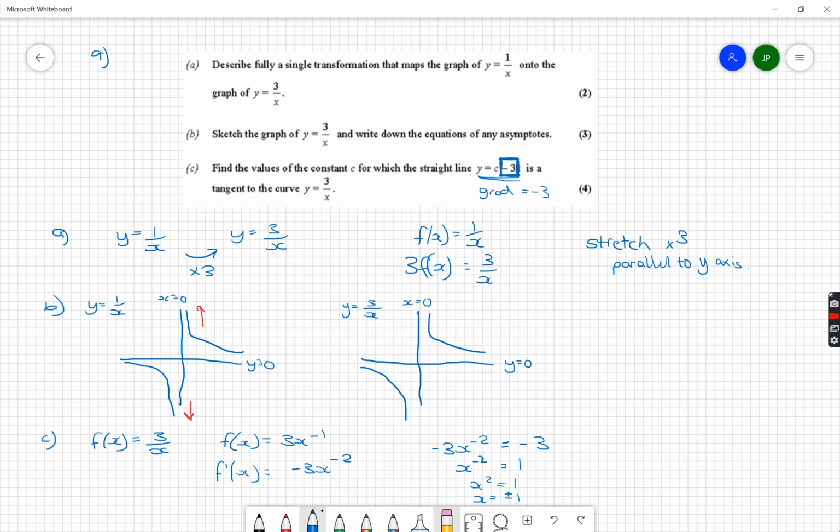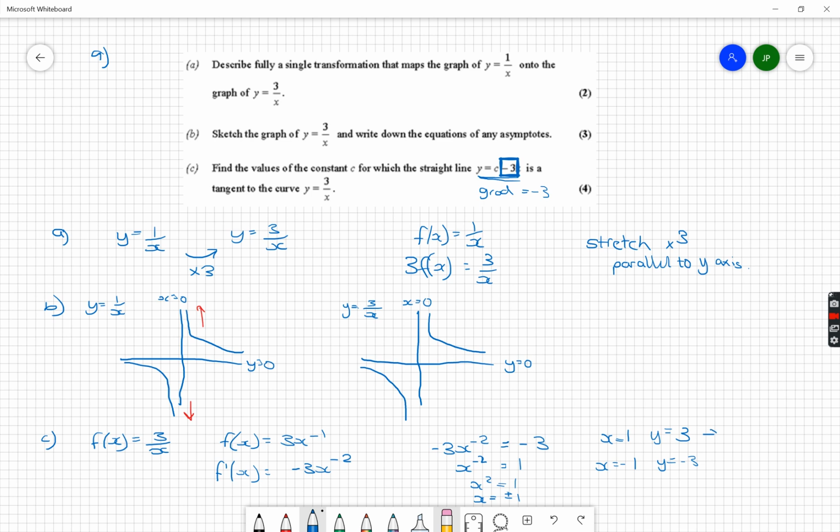Okay. That then means if x is plus 1, so when x equals 1, y is going to equal 3. When x equals minus 1, y is going to be equal to minus 3. So I've got my 2 points. Okay. However, I'm asked to find the value of c. All I've got to do is sub those points back into my equation here and I can find c.